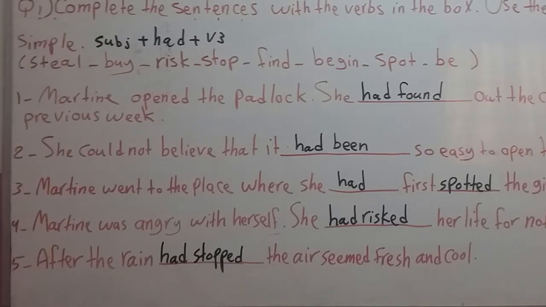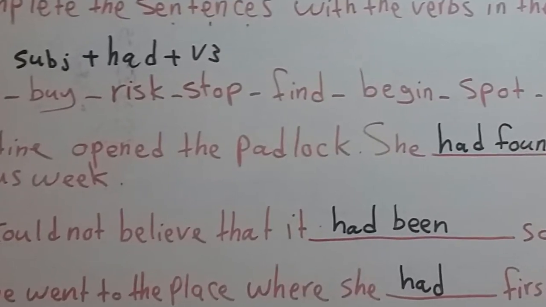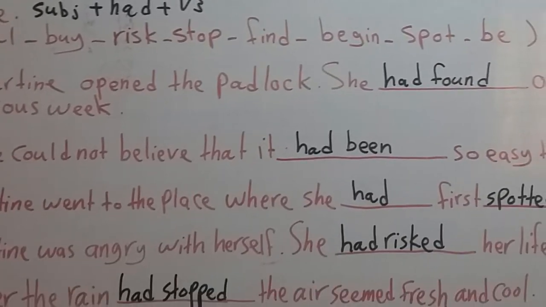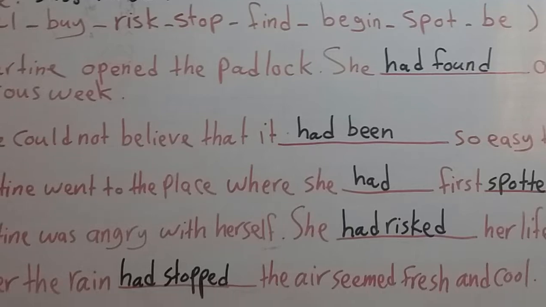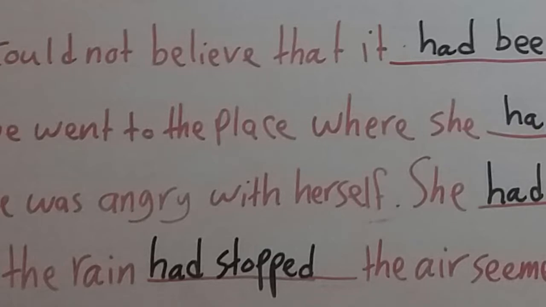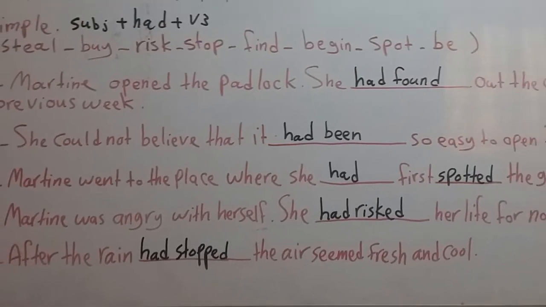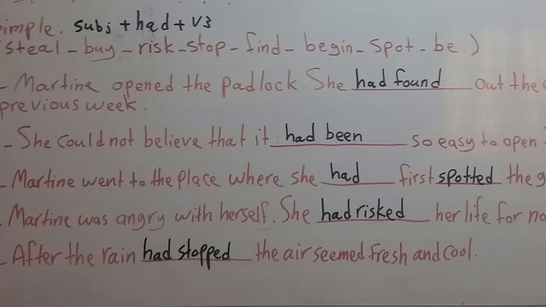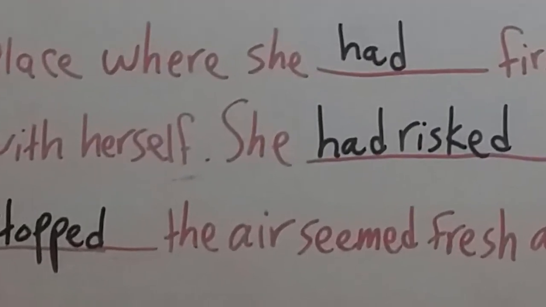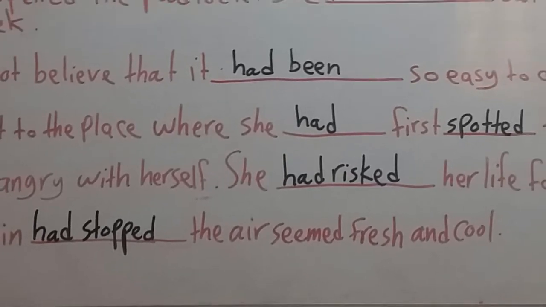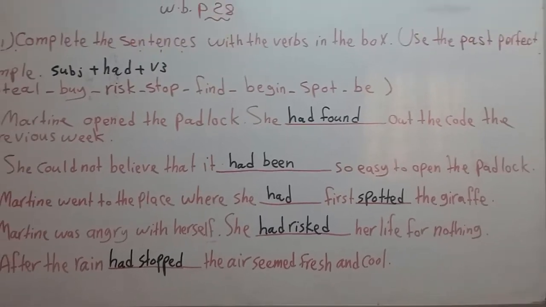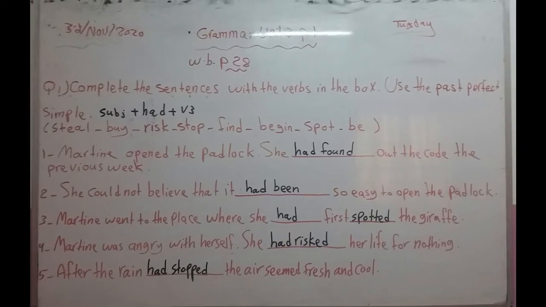Five. After the rain had stopped, the air seemed fresh and cool. After the rain, here the appropriate verb is stop. It's a regular verb, so I have to double the p, then add ed. Stopped, بضيف had. Rain had stopped, the air seemed fresh and cool. هون إيش بفهم؟ بفهم إنه it's first, the rain had stopped, but after that, the air seemed fresh and cool. بعد هيك, the air seemed fresh and cool. بدع الهواء إنه fresh وcool. Okay, let's continue this exercise.